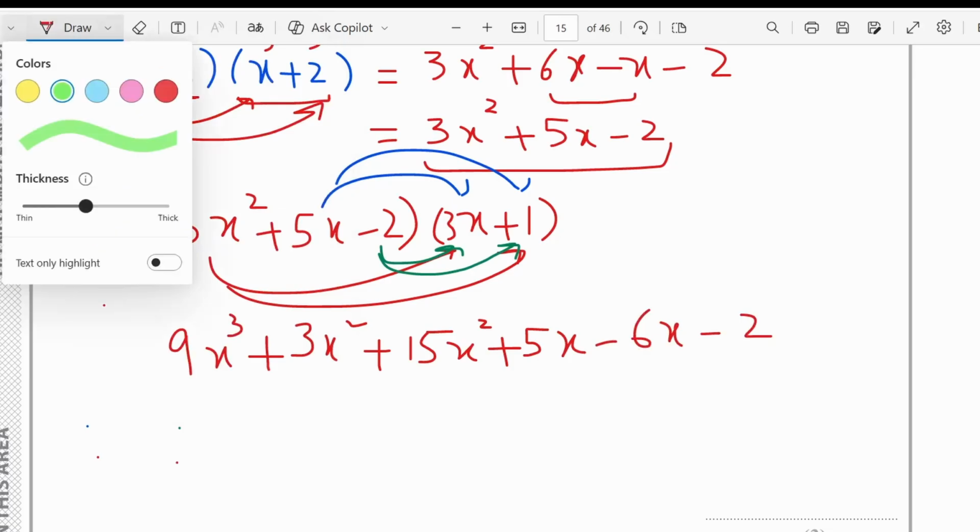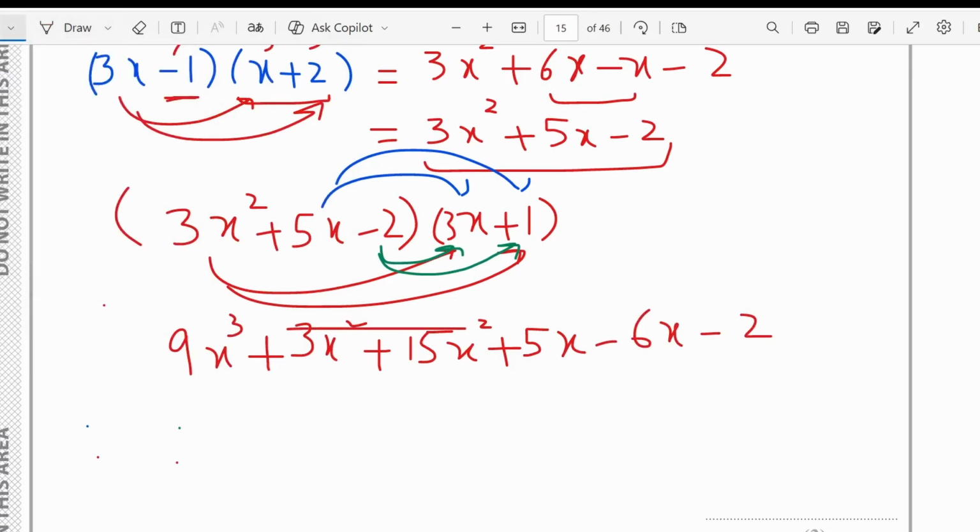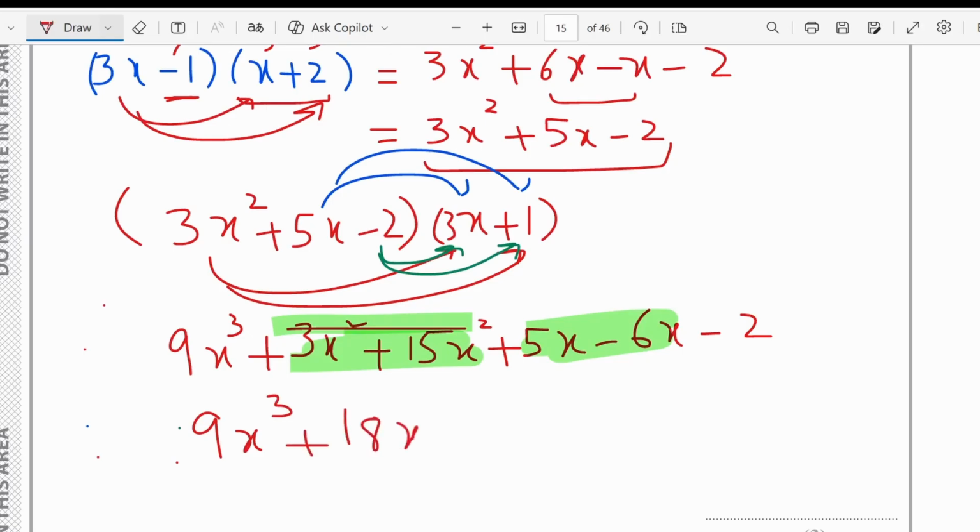Now we'll simplify the like terms. This is the like term, these two, and these two are the like terms. So our final answer would be 9x cubed plus 18x squared minus x minus 2. This is our final answer.